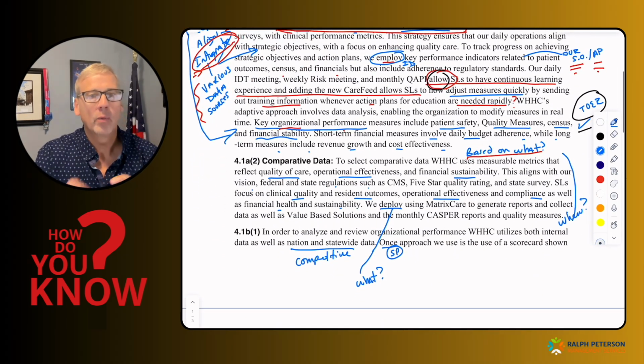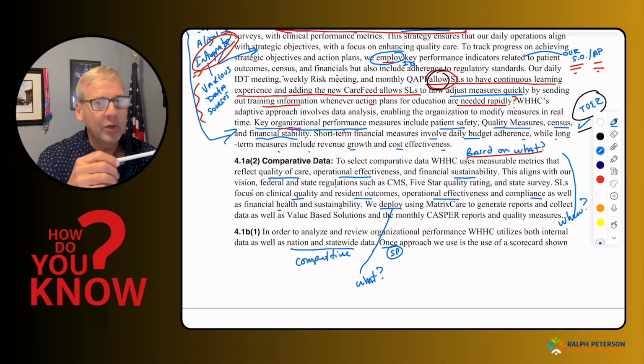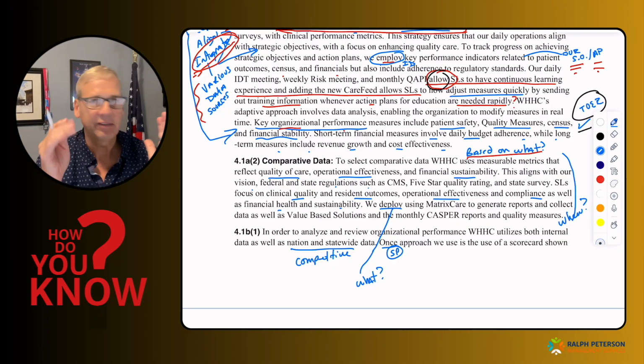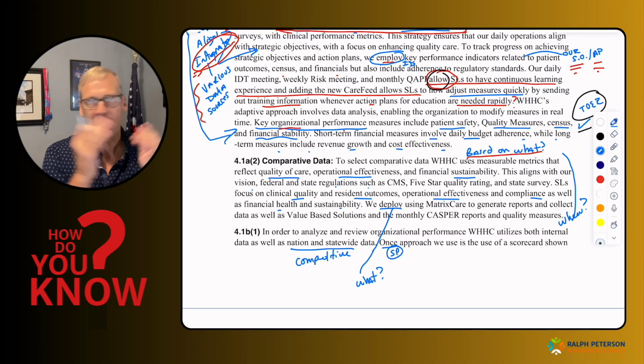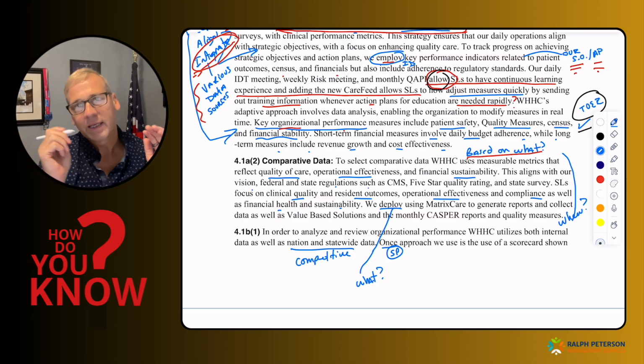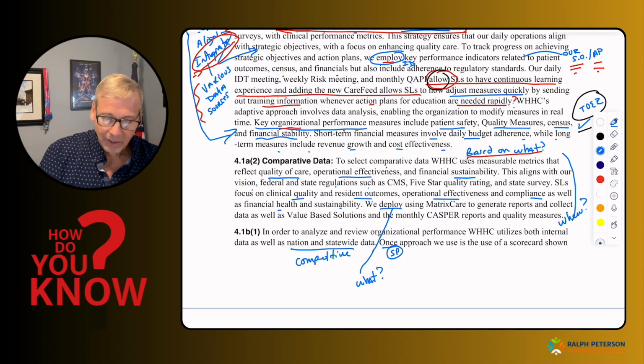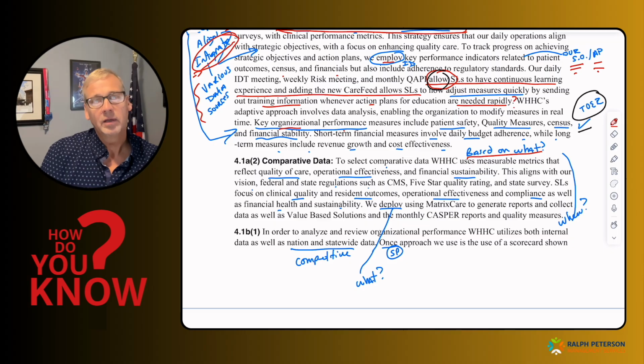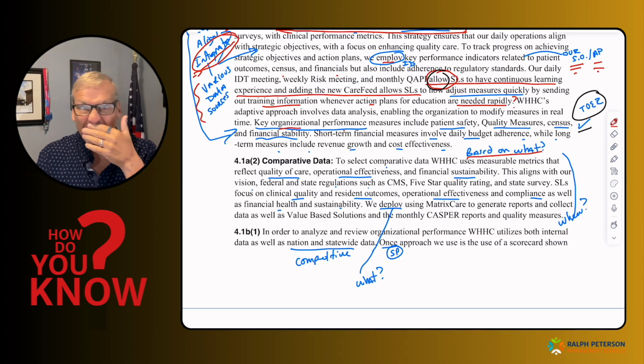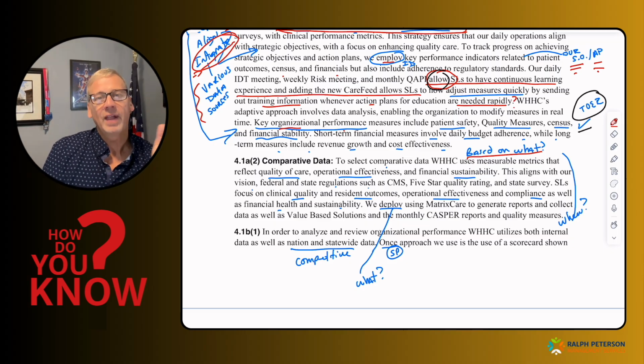All right, 4.1A2 is how do you select? So again, it's a how question. So I'm looking for this step-by-step process. And the key word here is select. And so you say, to select comparative data, White House Healthcare uses measurable metrics that reflect quality of care.